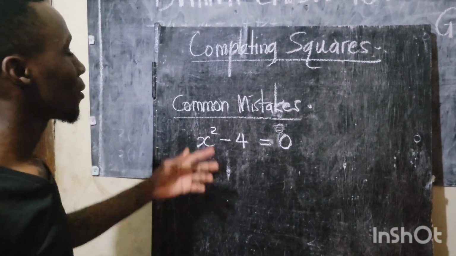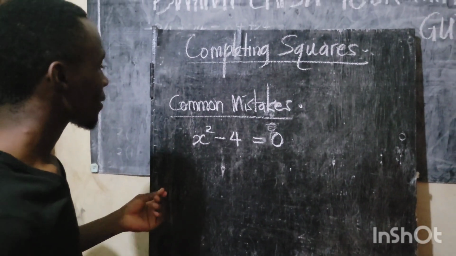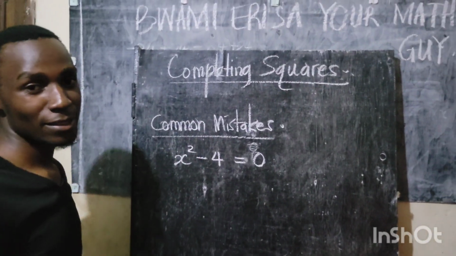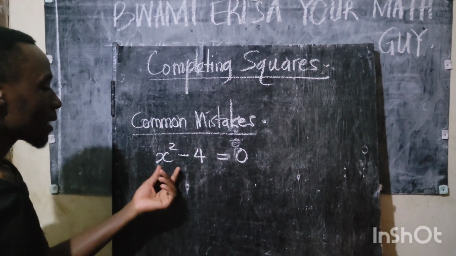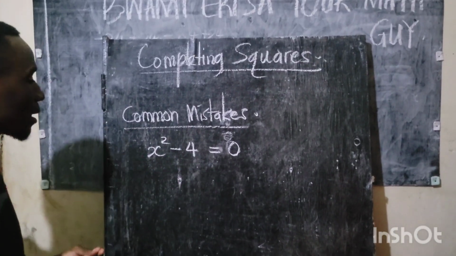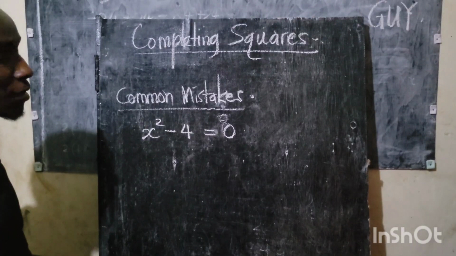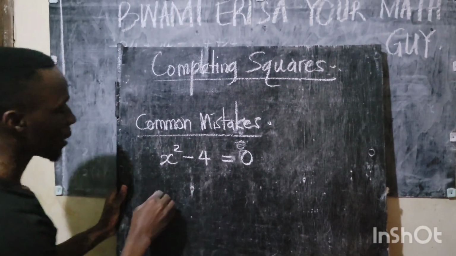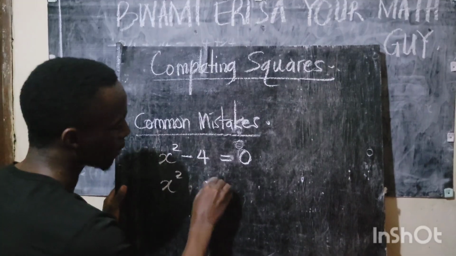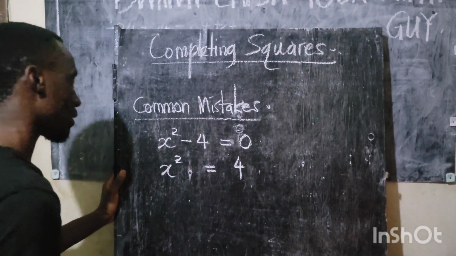So we are going to look at completing squares, but before, I want us to first look at the common mistakes which most learners make. So you can find such an easy question: find the value of x. But most learners will say that x squared is equal to 4. The 4 will go to the right and it will change its sign.